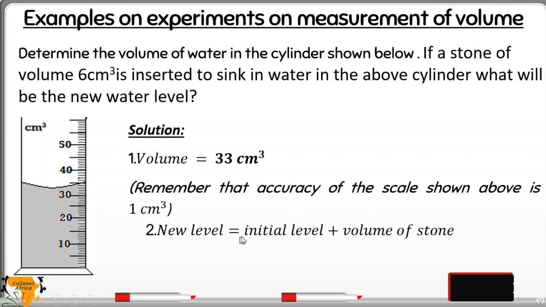So after putting the stone, the new level will rise. So the new level will be the initial level plus the volume of the stone. So you add 33, which is our reading here, plus 6, you find that the final or the new level will be 39 cubic centimeters.